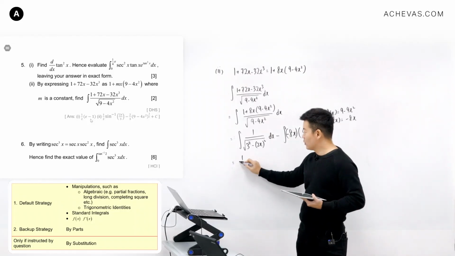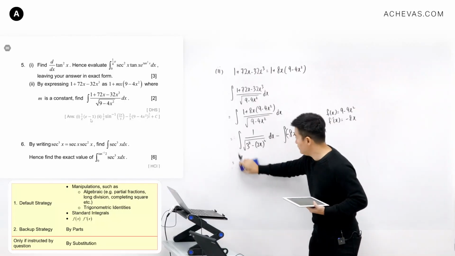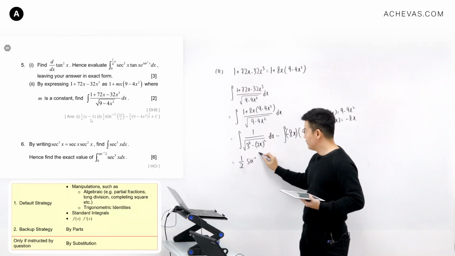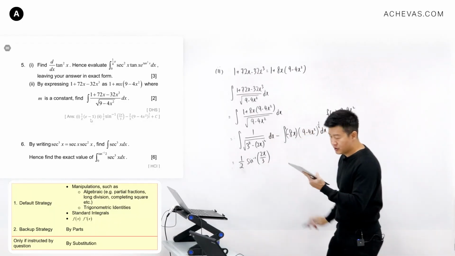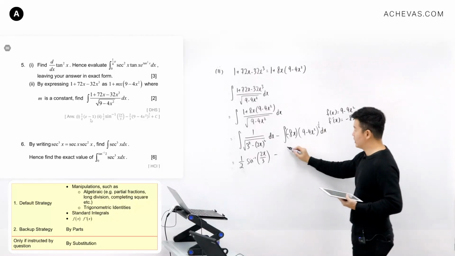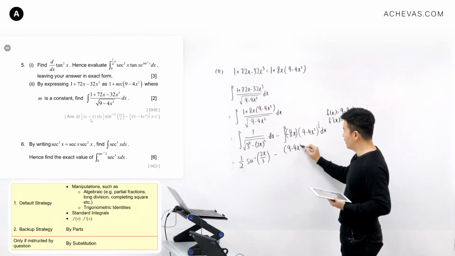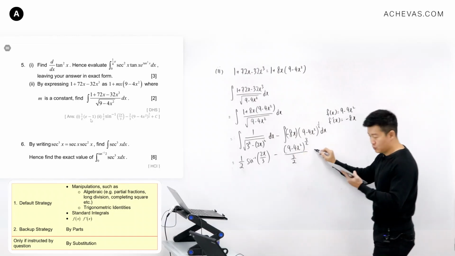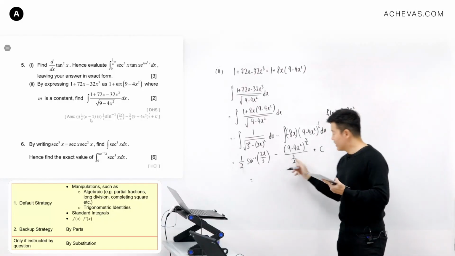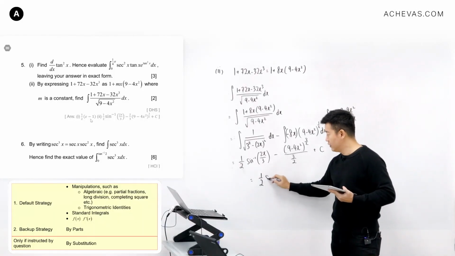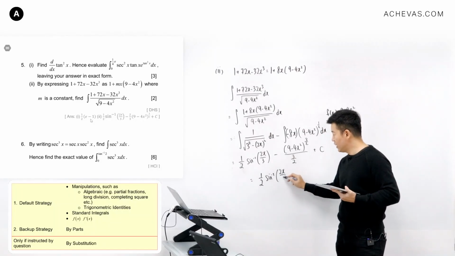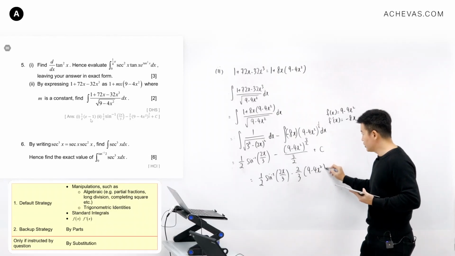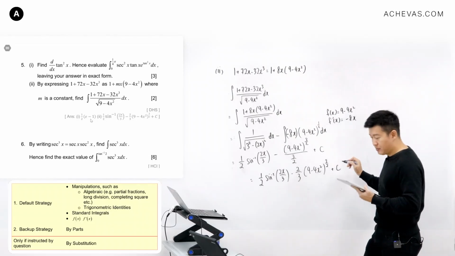So for this, it is going to be 1 over 3. Sorry, it's not 1 over 3. It's going to be 1 over 2 sine inverse of 2x over 3. Then minus, integrating this, it is going to be 9 minus 4x squared to the power of 3 over 2, divided by 3 over 2, plus c. Just doing a quick simplification, we will have a half sine inverse of 2x over 3, minus 2 over 3 times 9 minus 4x squared to the power of 3 over 2, plus c.